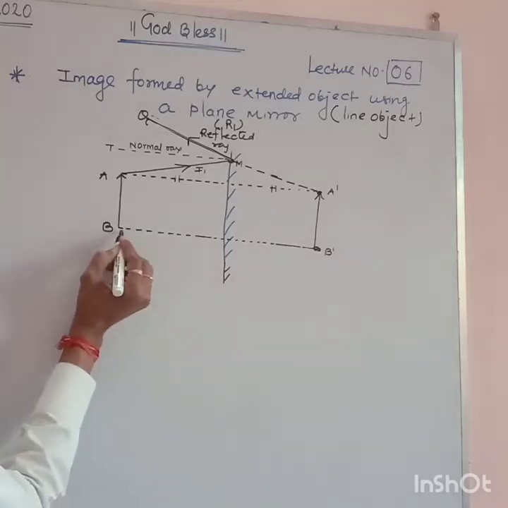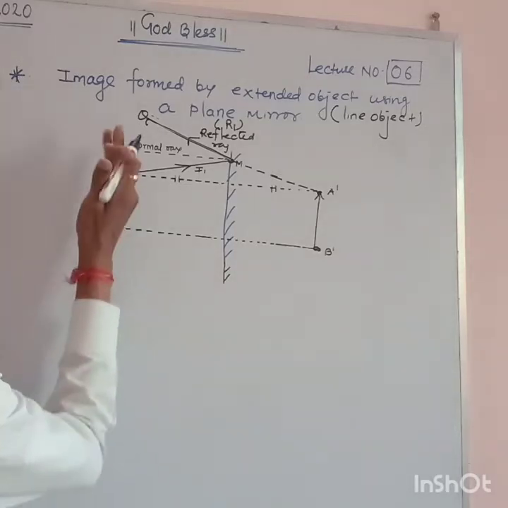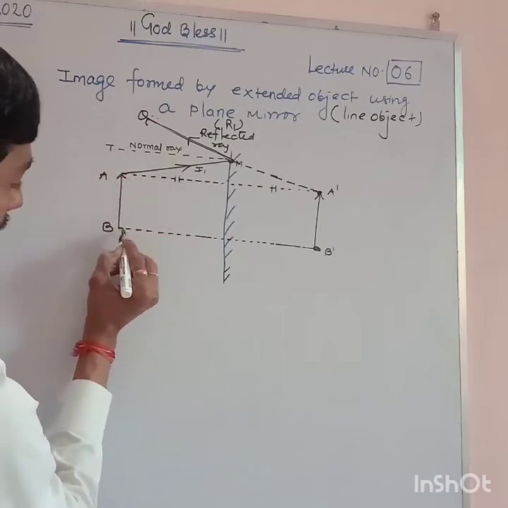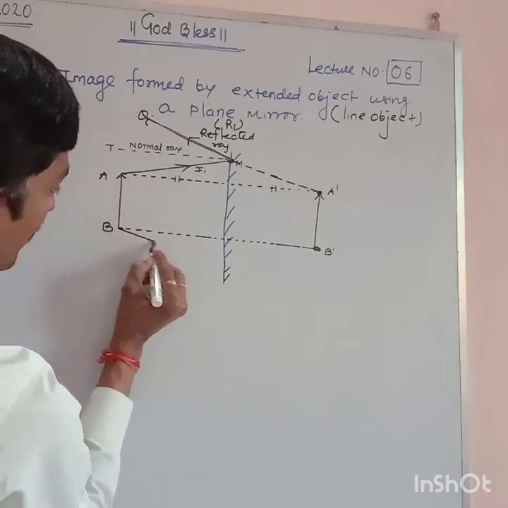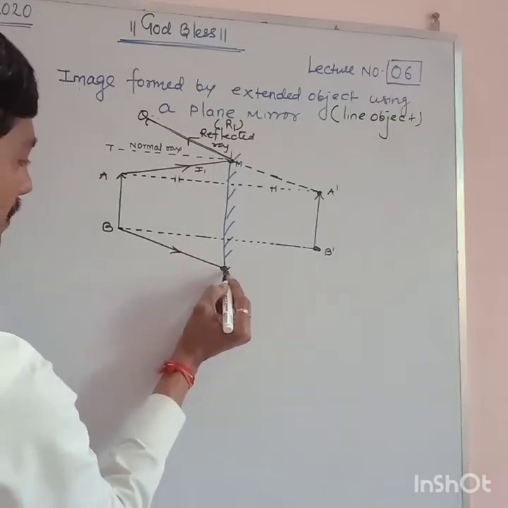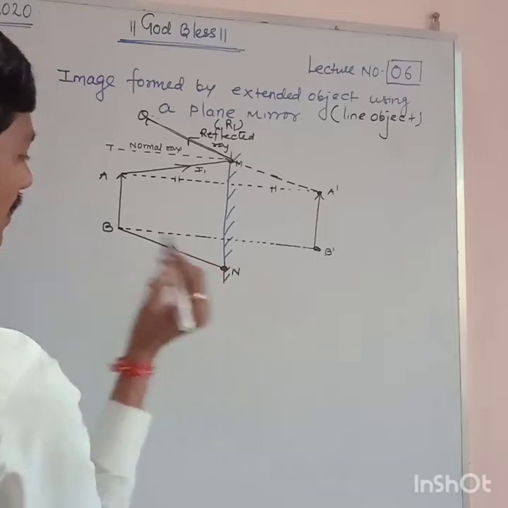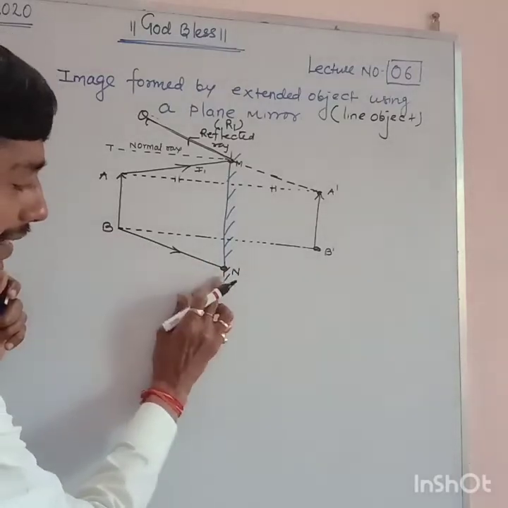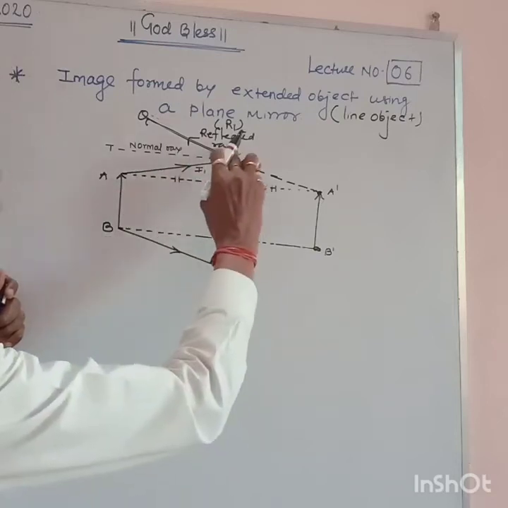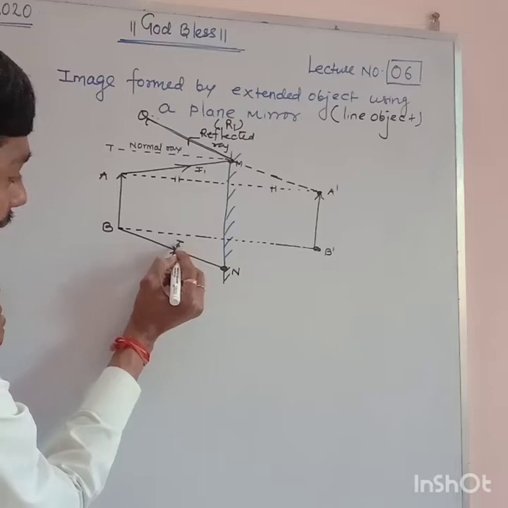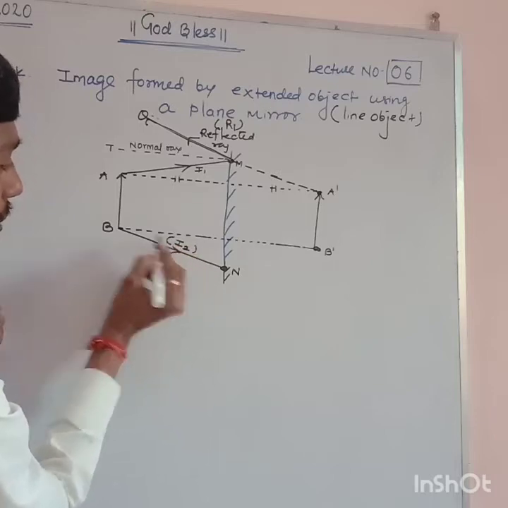Similarly, my dear, assume that the ray of light from B, because the object is from A to B, will reach the plane mirror at this point, say at point N. Again, this is the incident ray. BN is the incident ray, as AM was the incident ray. So here I will write that this is the second incident ray, I2.